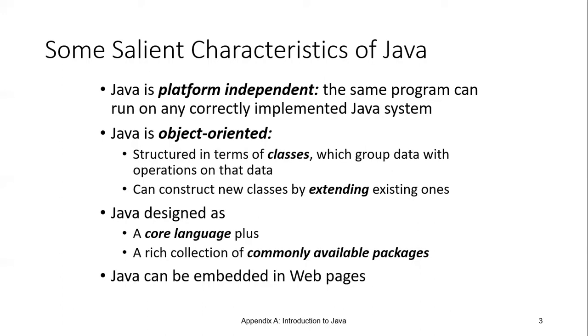So it is a platform independent language, but in C, you cannot run the compiled C code on any platform. It works only for a particular platform. But in Java, it is platform independent.